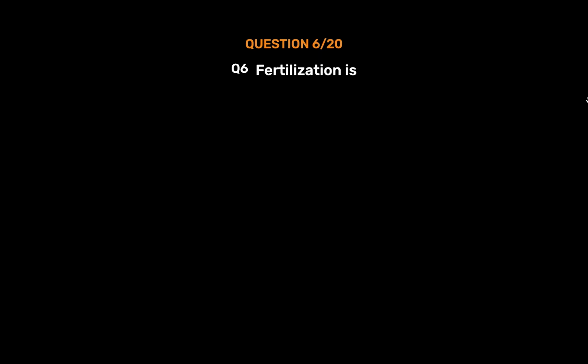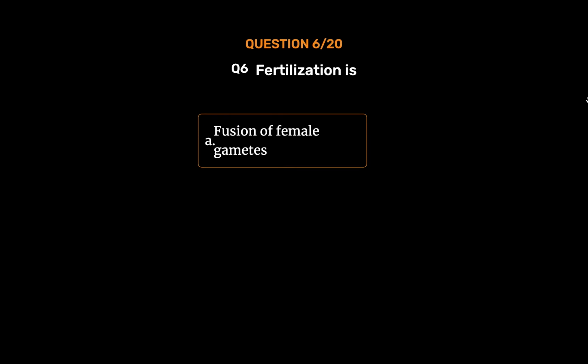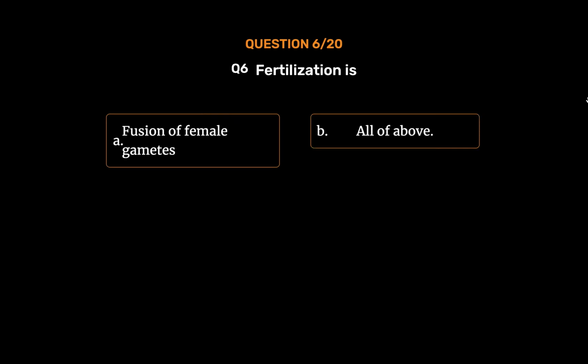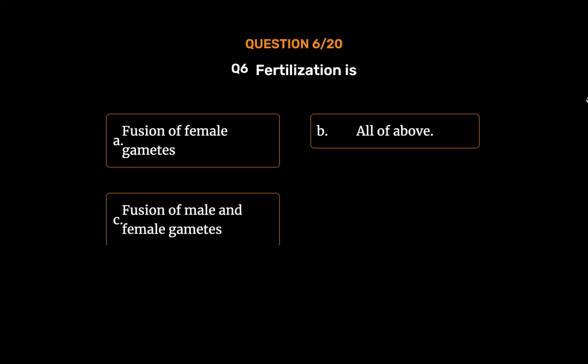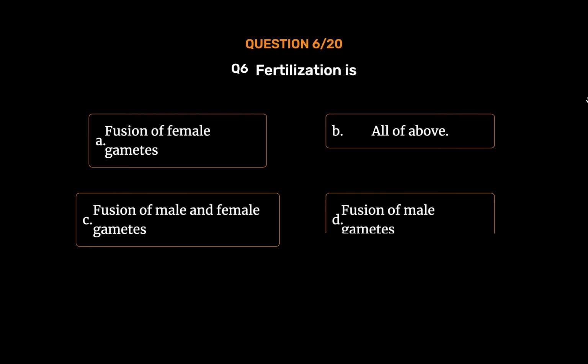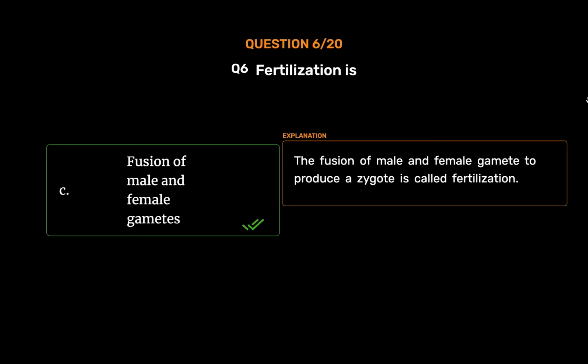Question number 6. Fertilization is: Option A, fusion of female gametes. Option B, all of above. Option C, fusion of male and female gametes. Option D, fusion of male gametes. The correct answer is Option C, fusion of male and female gametes. The fusion of male and female gamete to produce a zygote is called fertilization.